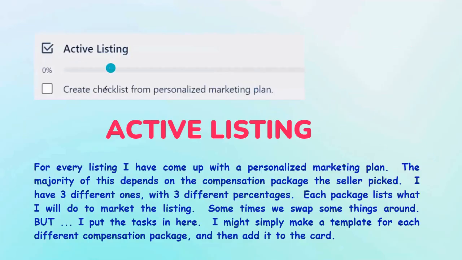Then I have the active listings. For every listing that I have, like I said, I come up with a personalized marketing plan. So I will move the personalized marketing plan to the active listing and then create a checklist. So that will automatically create another checklist.